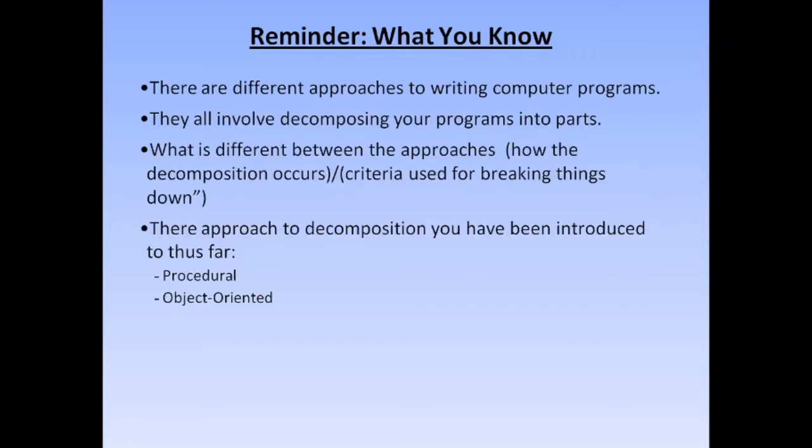Now, what you already know, that I expect, is that there are different approaches to writing computer programs. They all involve decomposing your programs into parts. What is the difference between the approaches? There are decomposition approaches, that is breaking things down level by level. The approaches you have been introduced to thus far are procedural and object oriented, like C is a procedural language, and C++ is an object-oriented programming language.